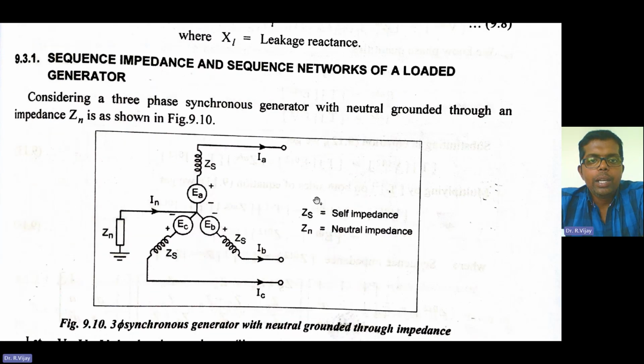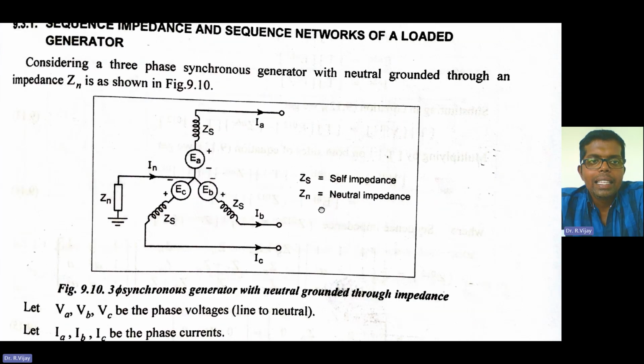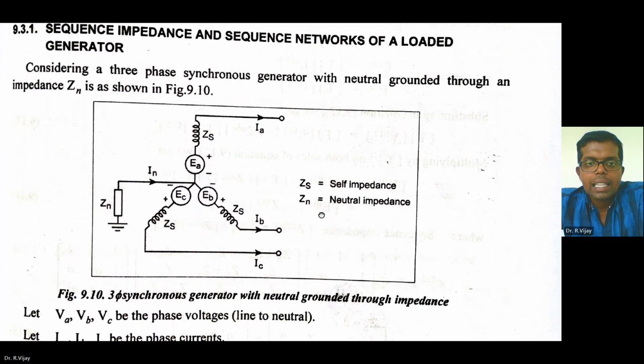Next, sequence impedance and sequence networks of a loaded generator. As we have seen before currents, voltages and impedances, similarly now we are going to formulate for the generator. Considering a three-phase synchronous generator with the neutral grounded through the impedance ZN, as shown in the figure.